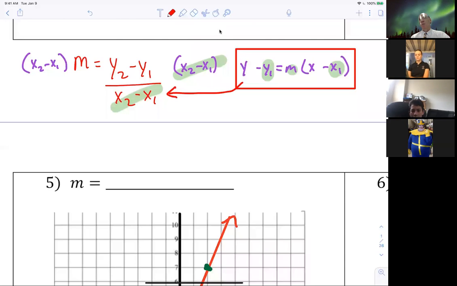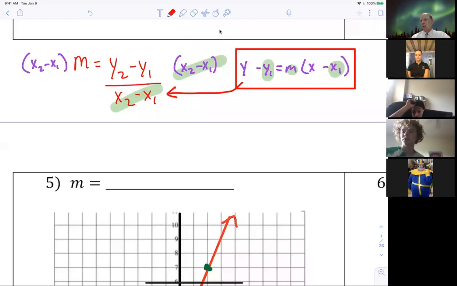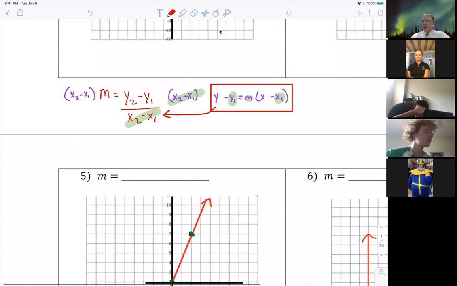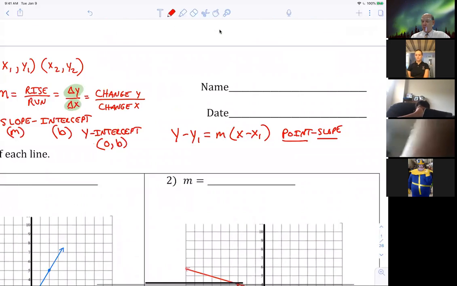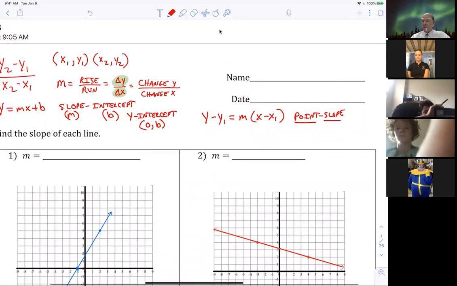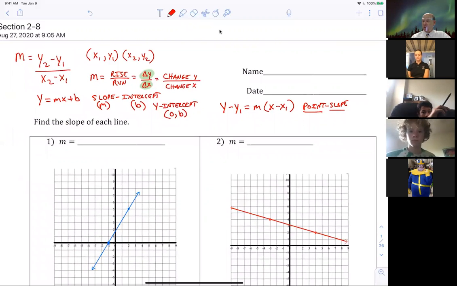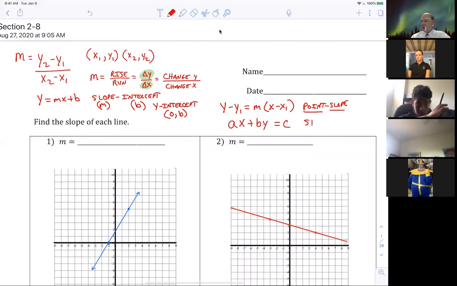So bear with me on this. Now some of you are like, well, I don't care about that. That's perfectly fine. You just have to remember the formula. Okay, so that was the second equation. And then, of course, the other equation was standard form: Ax plus By equals C. And again, that is standard form.